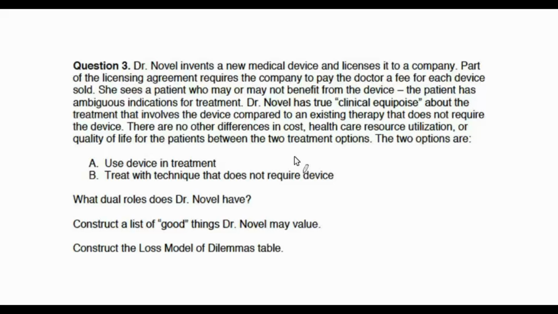Second part of this is construct a list of good things that Dr. Novel may value. Now this is good in the sense of what Dr. Novel values. And let's hypothetically say that Dr. Novel would value providing the highest quality of care to her patients. That's kind of a no-brainer. Make money from device royalties. That's something that Dr. Novel might value.